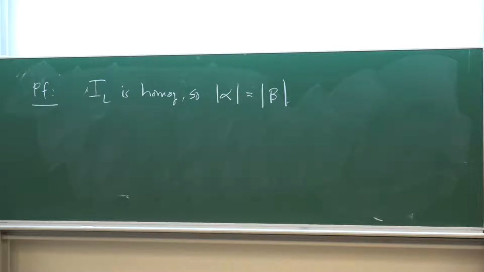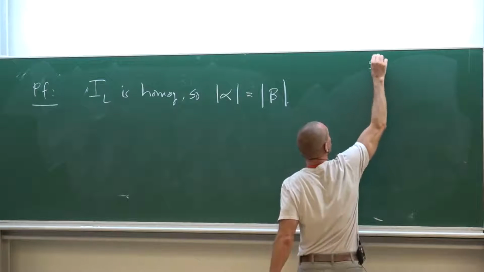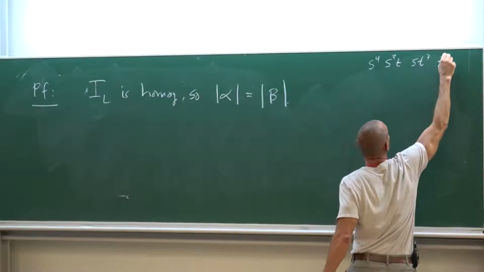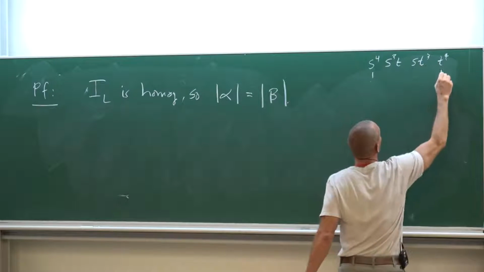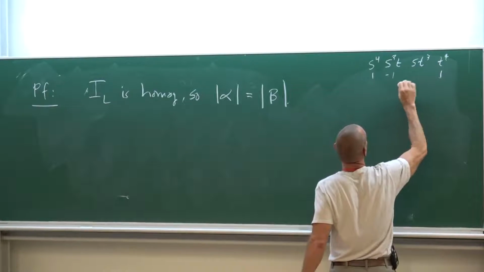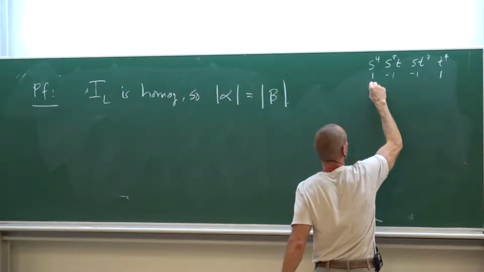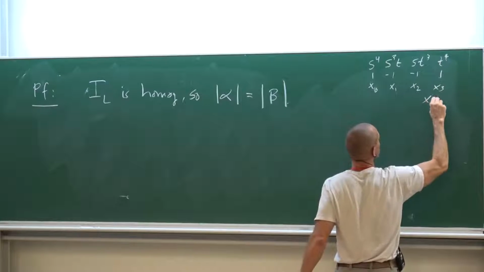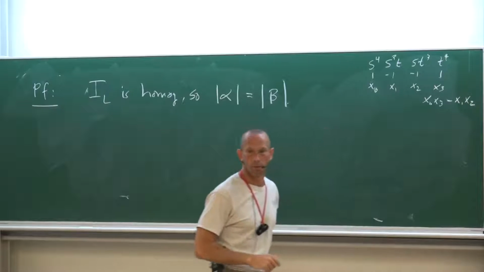So when I say the weight of alpha equals the weight of beta, what I mean is something like, we had an example of something like s to the 4th, s cubed t, s t cubed, t to the 4th, right? So one of the things that was in here looked like 1 here, minus 1, that times that. So if we were using projective coordinates x0, x1, x2, and x3, then x0 x3 minus x1 x2 was one of the elements of the lattice ideal. You guys are all looking at this, right?